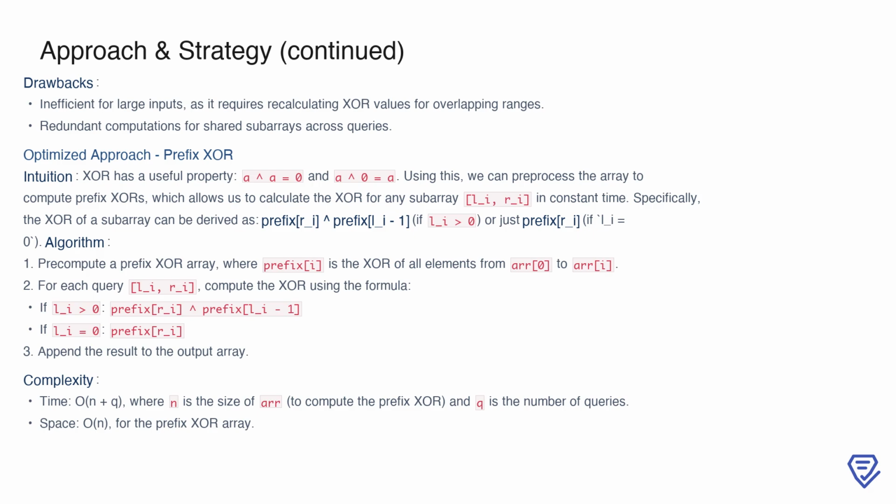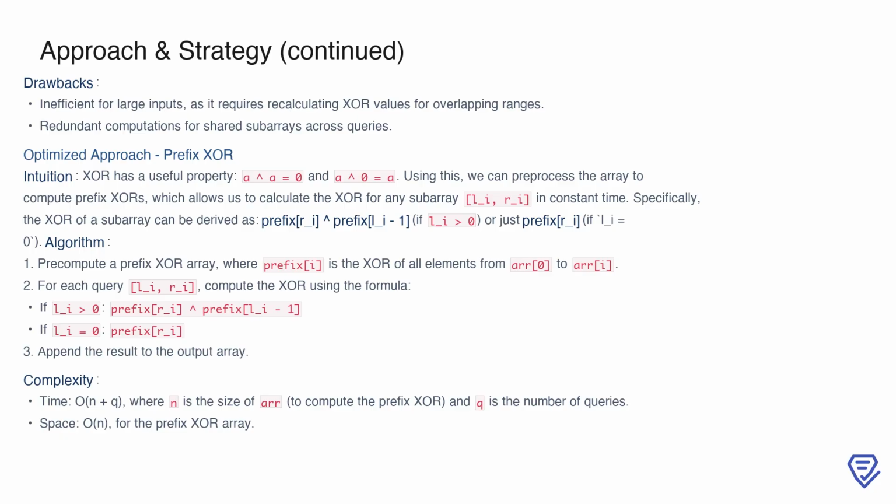To address this, we can use an optimized approach called the prefix XOR technique. The key insight behind this method is the property of XOR: a XOR a equals 0 and a XOR 0 equals a. By leveraging this property, we can preprocess the array into a prefix XOR array, where each element represents the XOR of all elements from the start of the array up to that index. Using this pre-computed data, the XOR for any subarray, L_i, R_i, can be calculated in constant time.